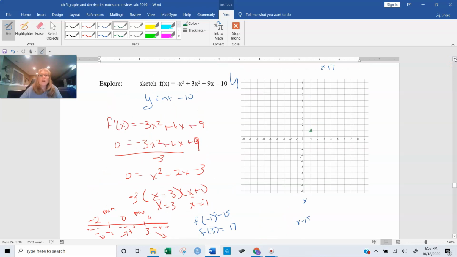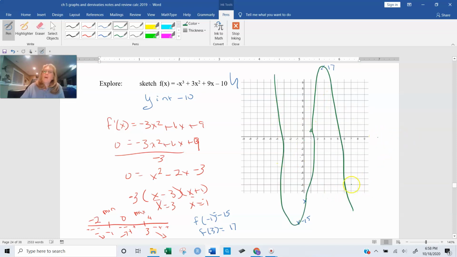All right, let's draw this guy in. So now when we look at this, it's going to start here. It's going to go down to my turning point, turn through my y-intercept, go up through my inflection point, turn at 17, and go back down. And my concavity and my up and down all match. Life is good. I hope you did well.